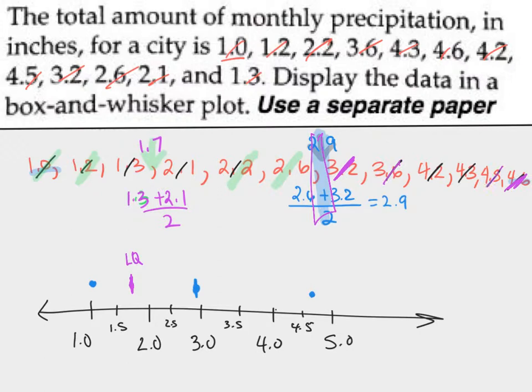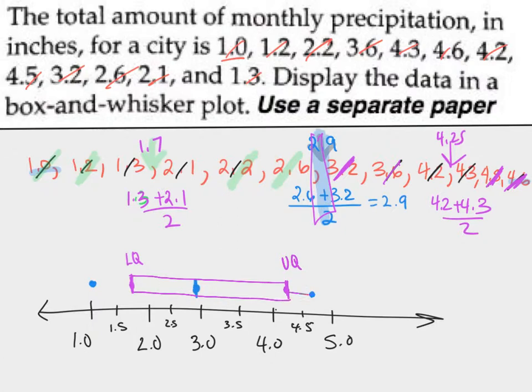The upper quartile, remember my wall is right here, so you count from 3.2. 1, 2, between 4.2 and 4.3 is 4.25. But if you couldn't do that in your head, you add the two and divide by 2. 4.2 plus 4.3 is 8.5. Divided by 2 is 4.25. 4.25 is halfway between 4.0 and 4.5. This is the upper quartile. Now, you make the box out of the quartiles, which is like this, and extend out the whiskers. That is your box and whisker plot.